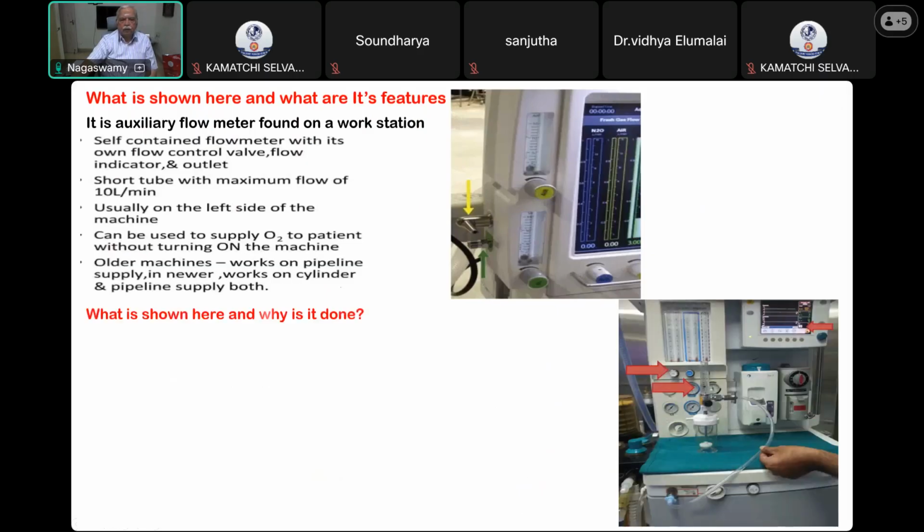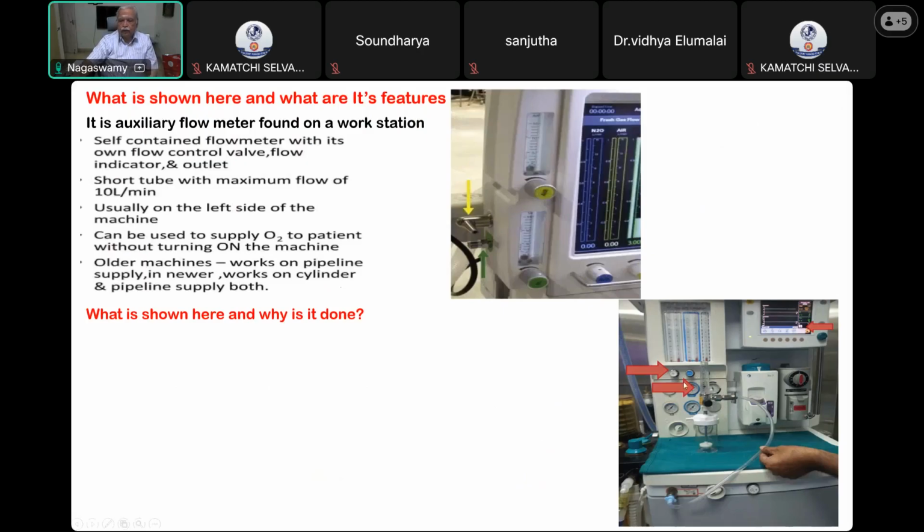Now you are seeing something different here. Can you see what is being done here? You have an oxygen flow meter here, which is connected to the common gas outlet, and oxygen has been opened. So what is this being done for? Any idea?